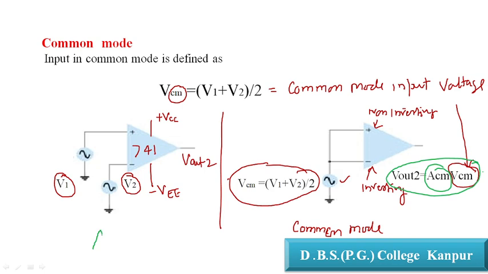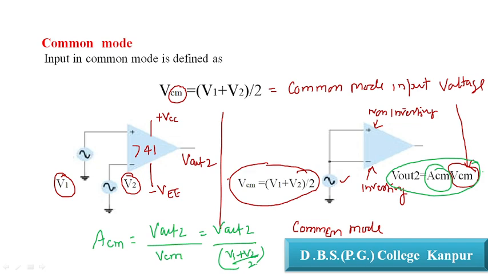So in this condition we are getting ACM. What is ACM? It is your output 2 divided by VCM. And what is VCM? That is your Vout2, V1 plus V2 divided by 2. So this is the common mode voltage gain. Okay, so now we again come to the first slide.